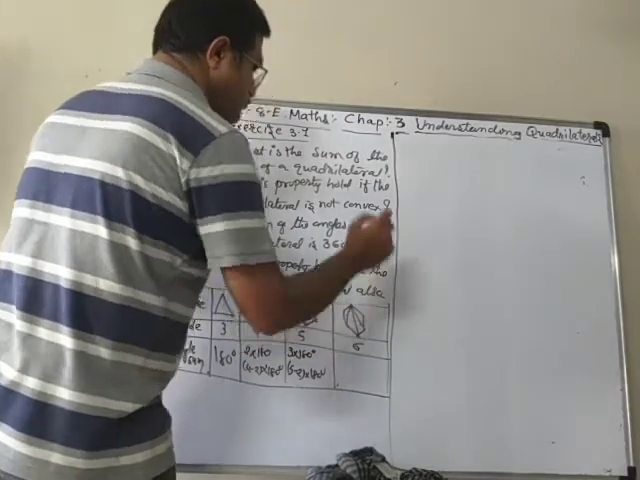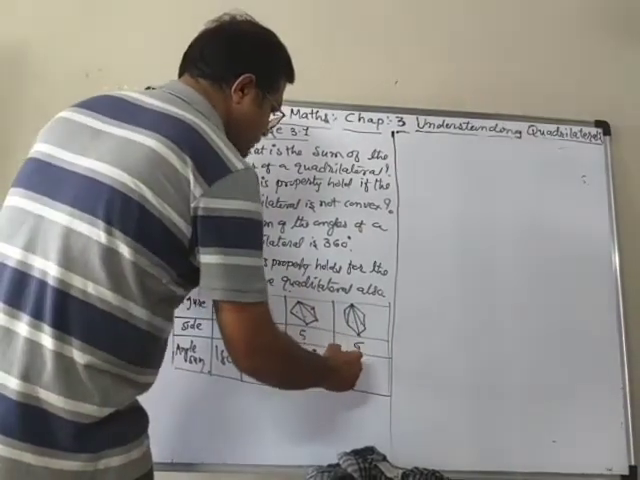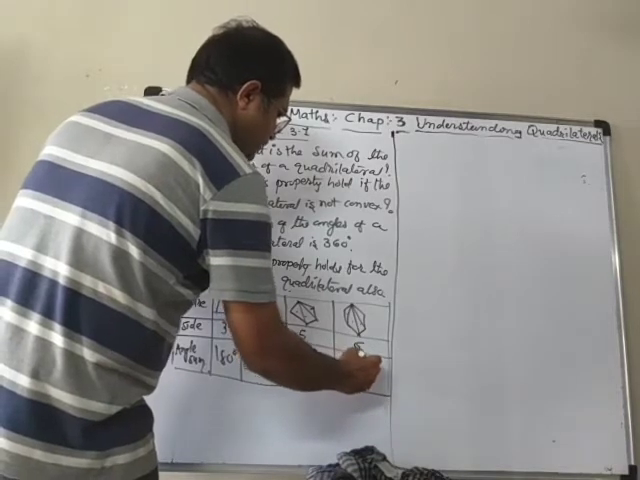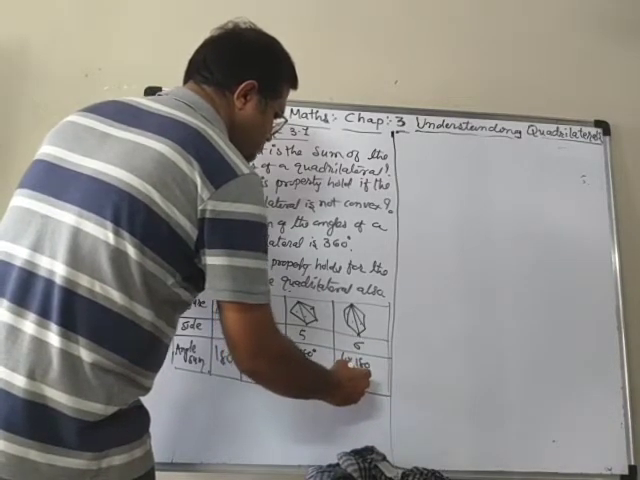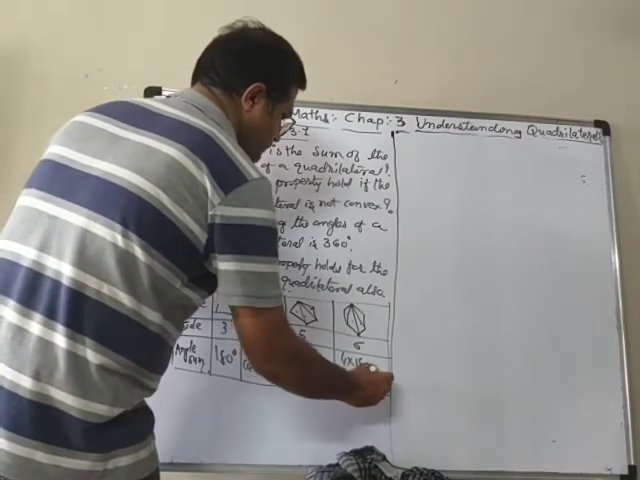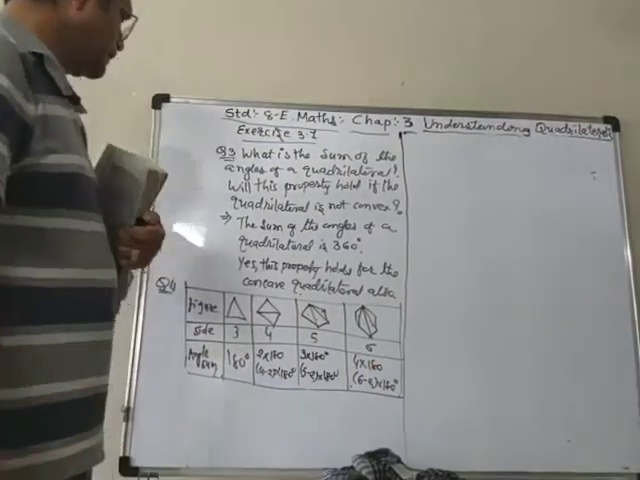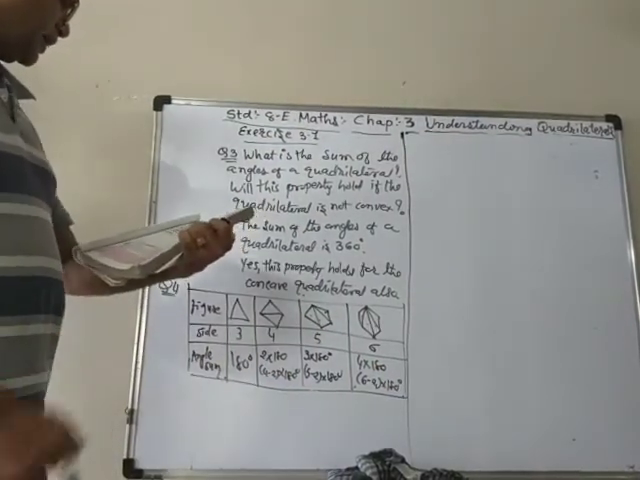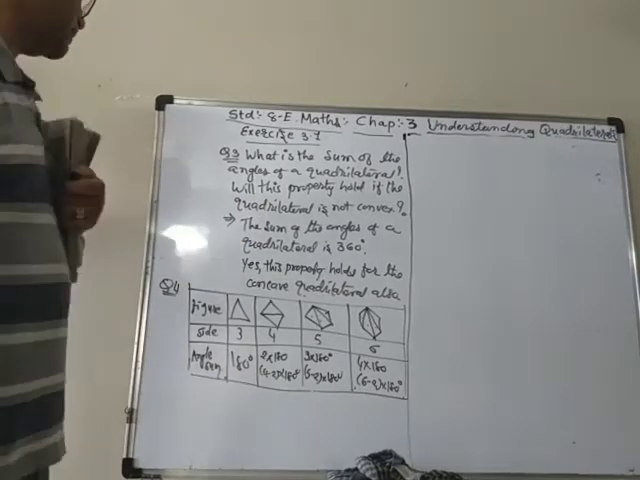So how many triangles are made? 4 triangles are made, which means 4 multiplied by 180. 4 is 6 minus 2, multiplied by 180. Now, here we have to give some examples.